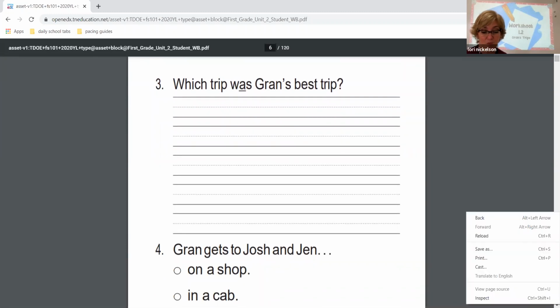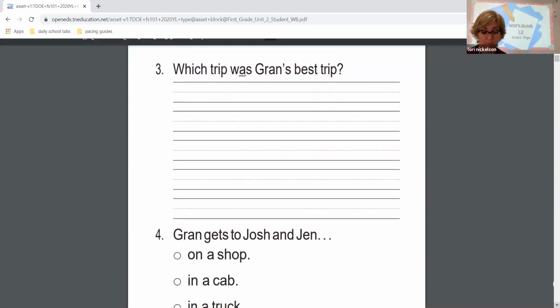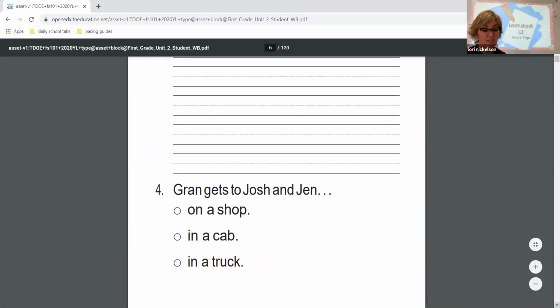And then number 4, Gran gets to Josh and Jen on a ship, in a cab, or in a truck. How did she get there to see them? You're right, she came in a cab. Okay, so I'm going to stop sharing.